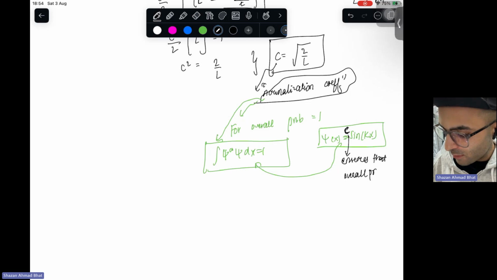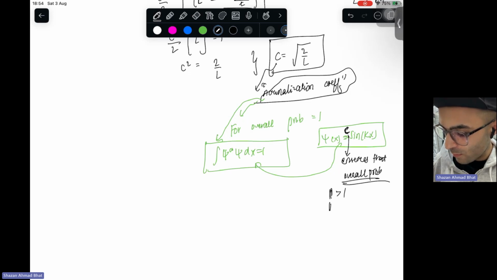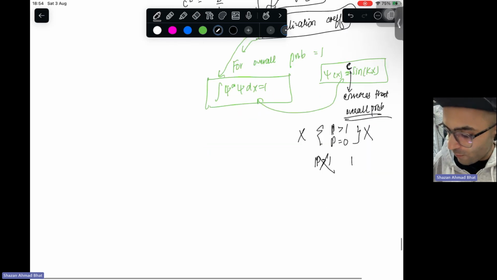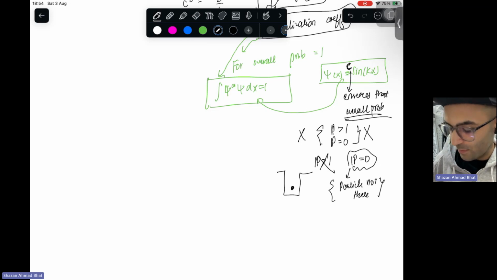Overall probability is 1 because you know that the particle has to be somewhere. So it cannot be that the overall probability will be greater than 1 or equivalent to 0. These two cases cannot happen, because probability cannot be greater than 1 first of all. And if probability is 0, then the particle is not there, and that is not possible. The particle has to be inside this infinite potential well. It cannot escape through any means.